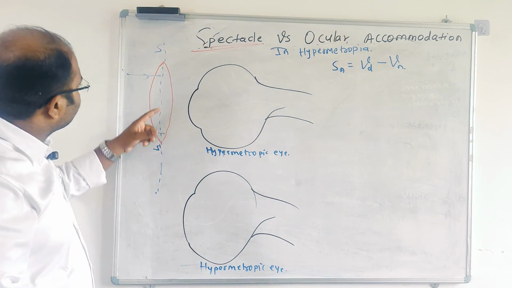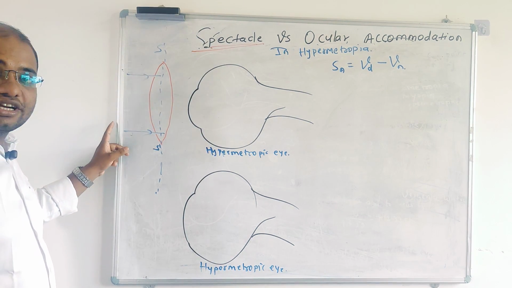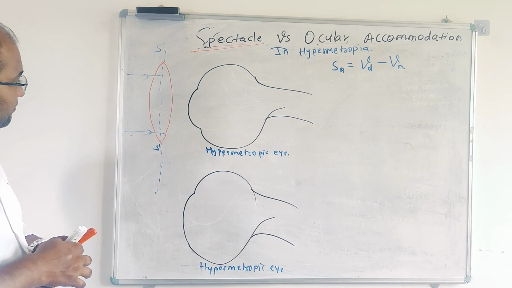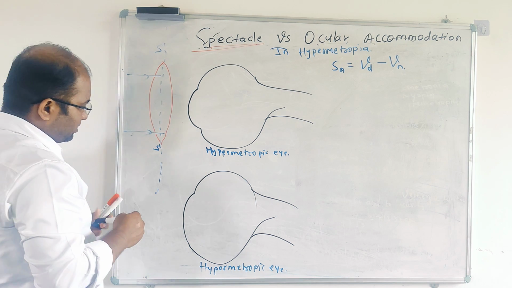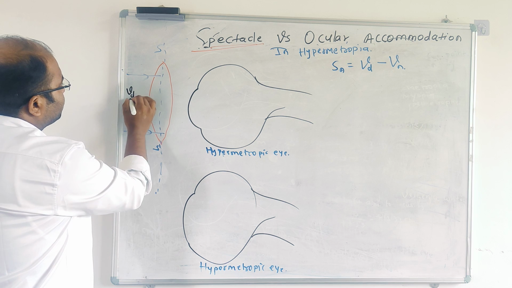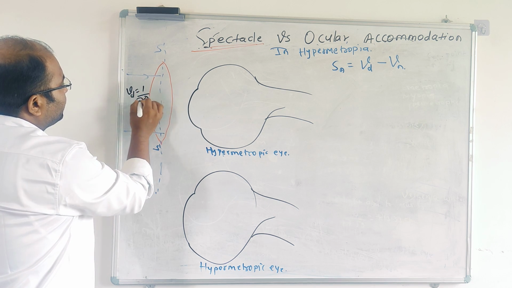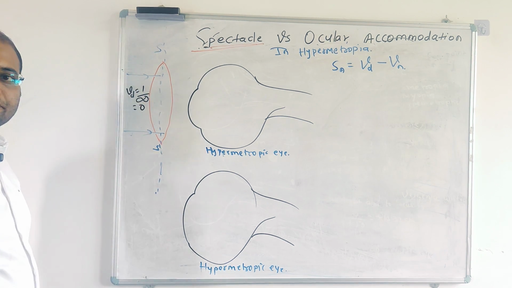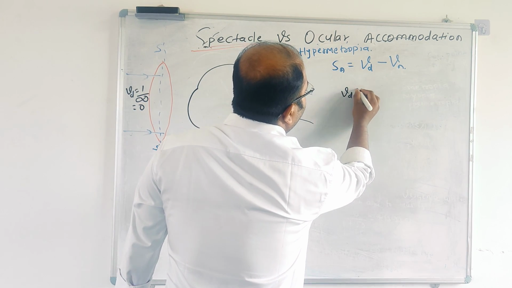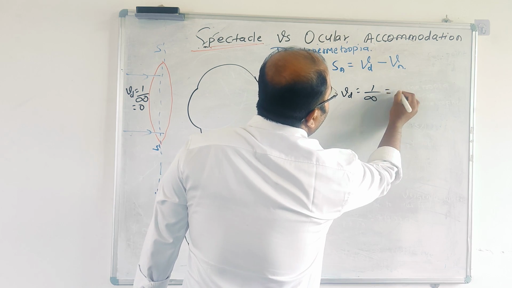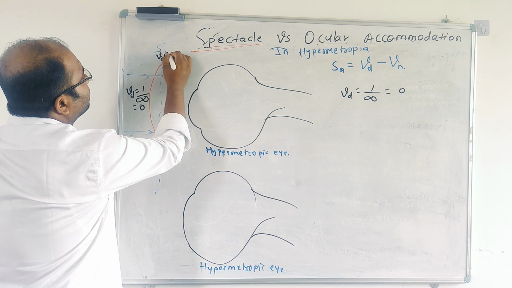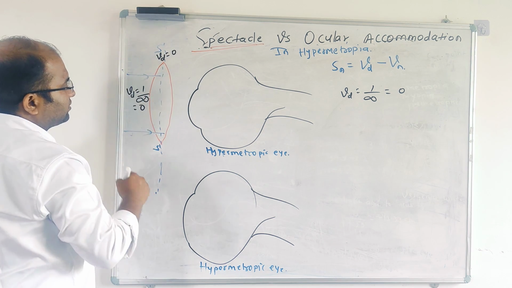So now we know the distance, it is infinity, the object is at infinity, and we need to calculate the vergence of light at this point. We'll take the reciprocal of this distance, that is, vergence at distance Vd is equal to 1 by infinity, which is equal to 0. So here Vd is equal to 0, the vergence of light is equal to 0.